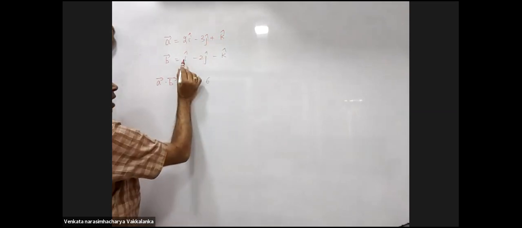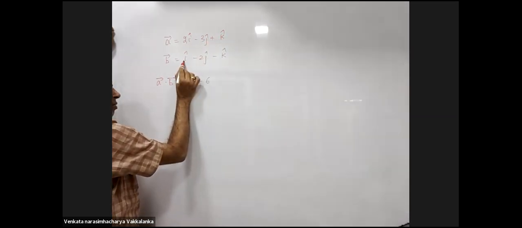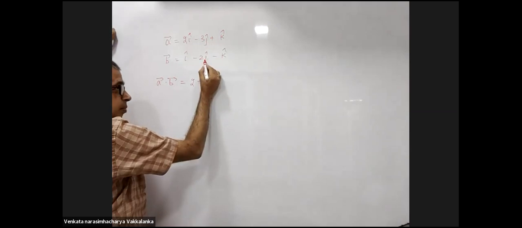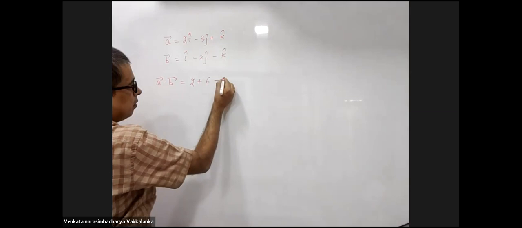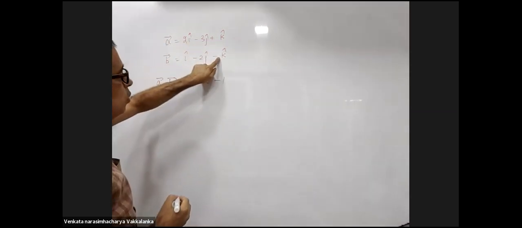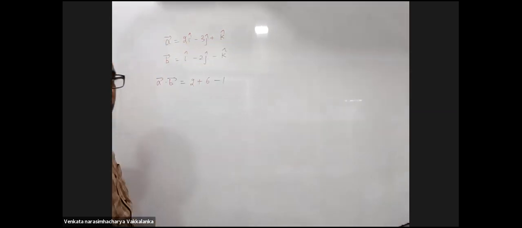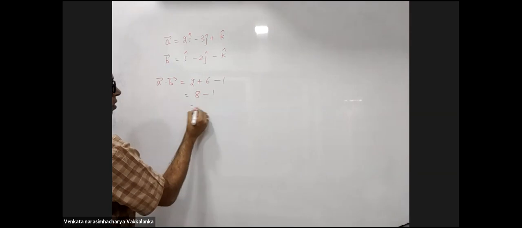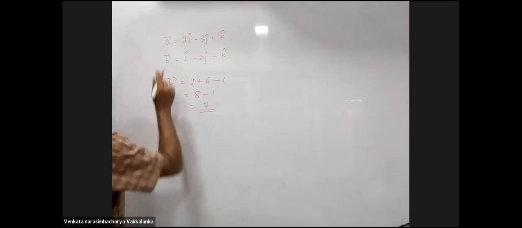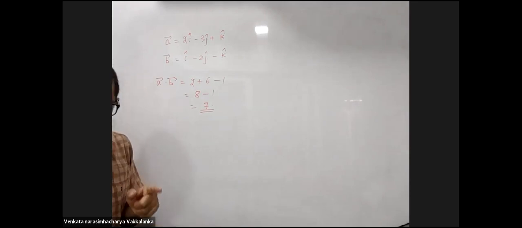Now k cap dot i cap is 0. k cap dot j cap is 0. k cap dot k cap is 1, so 1 into minus minus 1, that is minus k cap dot k cap. k cap dot k cap is 1. This will become 8 minus 1, which is 7. Dot product of these two vectors is 7.